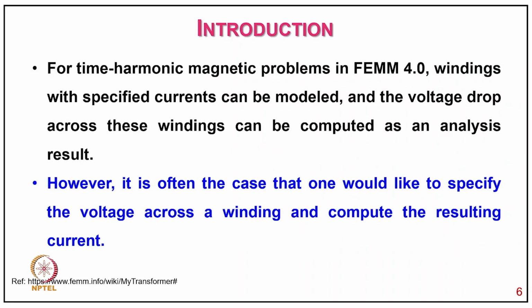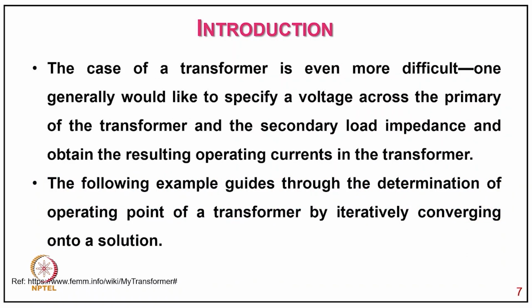For time harmonic magnetic problems in FEMM 4.0, a winding with a specified current can be modeled and the voltage drop across the winding can be computed as an analysis result. However, it is often the case that one would like to specify the voltage across a winding and compute the resulting current. The case of a transformer is even more difficult. One generally would like to specify the voltage across the primary winding and the secondary load impedance, and obtain the resulting operating current density in the transformer. The following example guides the determination of the operating point of a transformer by iteratively converging onto a solution.